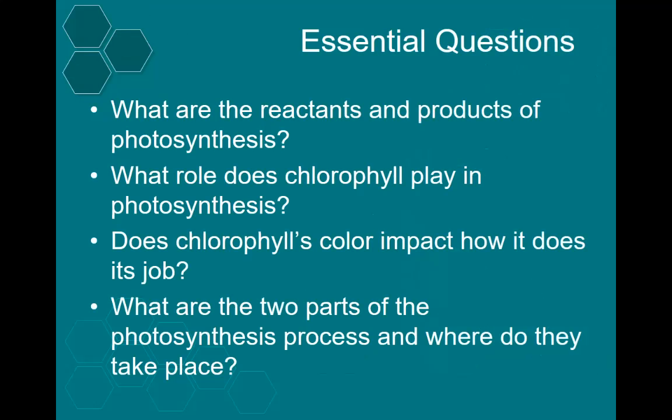Number one, what are the reactants and products of photosynthesis? Now, if you're not remembering, reactants are those things that start the process, and products are those that you finish with at the end. Number two, what role does chlorophyll, that's the key pigment we're going to talk about today, play in photosynthesis? Number three, does chlorophyll's color impact how it does its job? And number four, what are the two parts of the photosynthesis process and where do they take place?